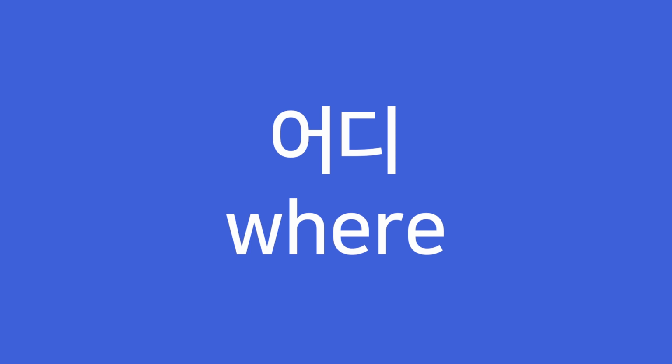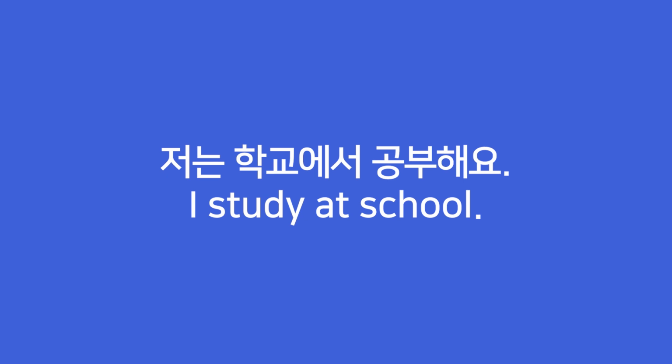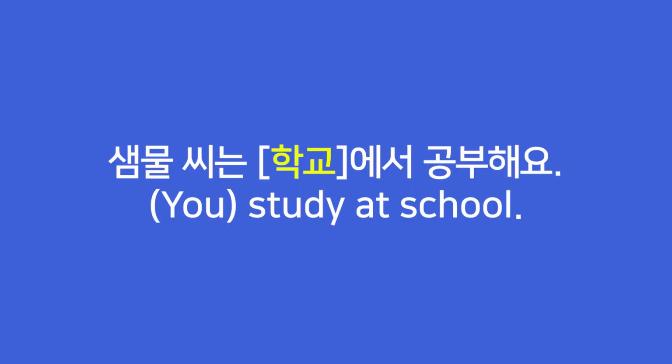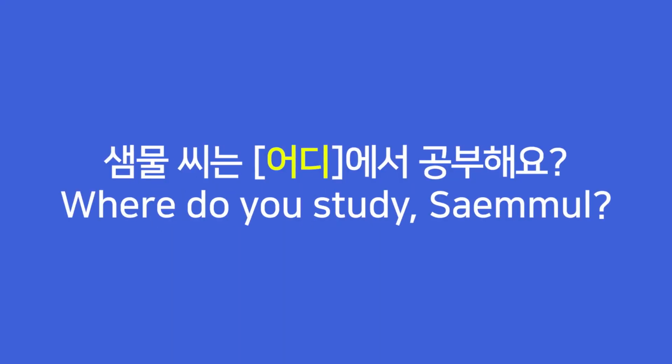Next, let's talk about where. What is where in Korean? Where in Korean is 어디. When you want to ask where is something, all you need to do is just take your sentence and replace the place noun with 어디. Here's an example. 저는 학교에서 공부해요. I study at school. So if you want to ask me, 샘물 씨, where do you study? All you need to do is replace 학교 with 어디. 샘물 씨는 어디에서 공부해요?